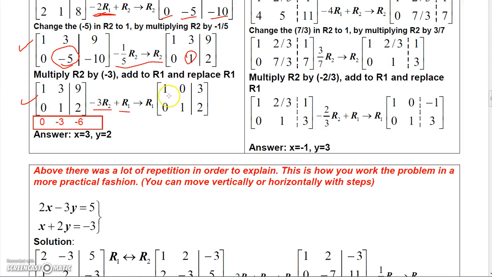0 plus 1 is 1. -3 plus 3 is 0. And -6 plus 9 is 3. And now I have it in reduced row echelon form, and I can easily read the answer. x is 3 and y equals 2. And that's how we solve it.